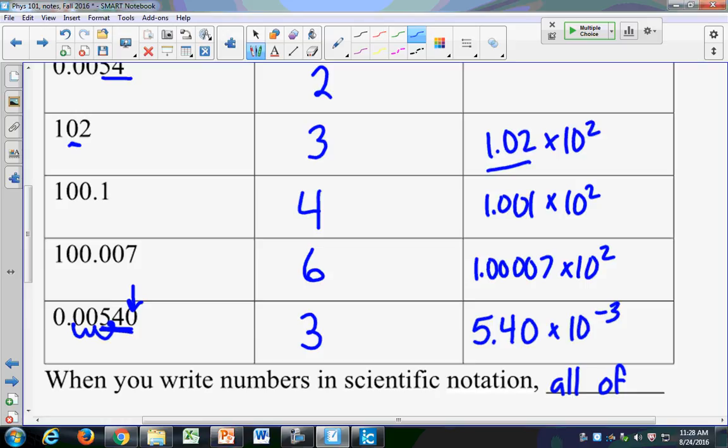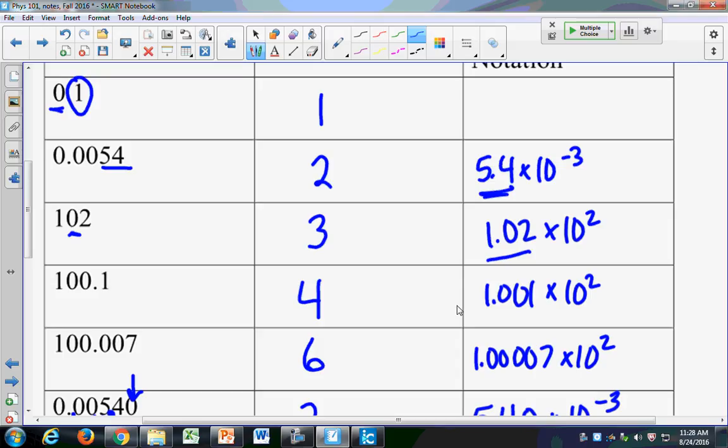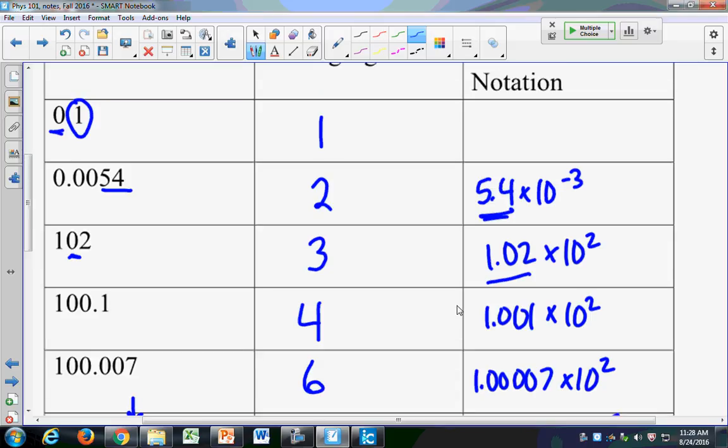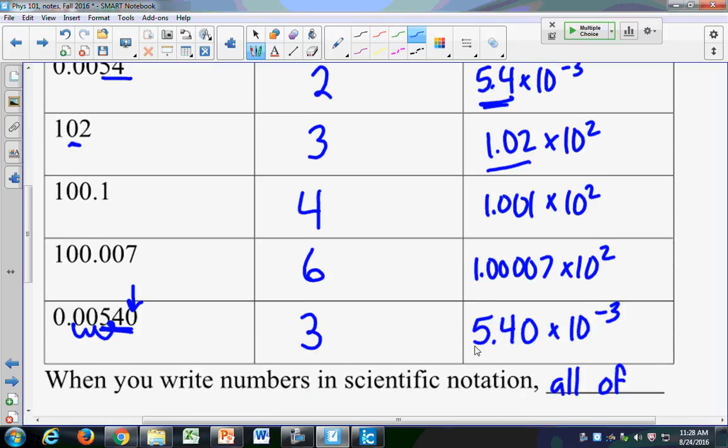Notice 3 sig figs here. And then this would be 5.4 times 10 to the minus 3. 2 sig figs. And then this would be, was this 0.1? Yeah. So it's 1 times 10 to the minus 1. So that's the easy way, is write it in scientific notation.